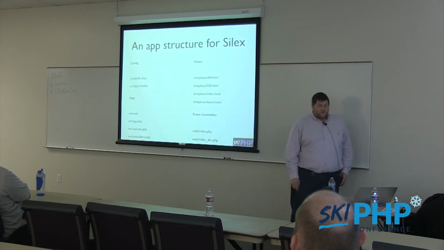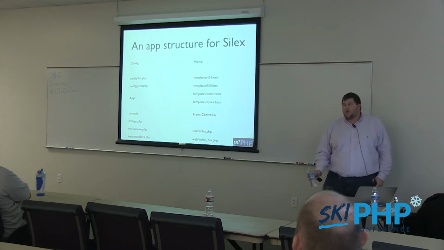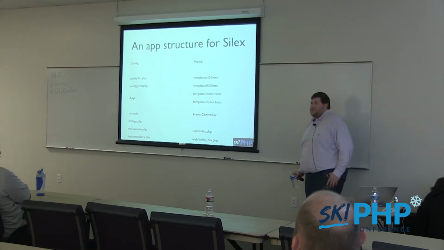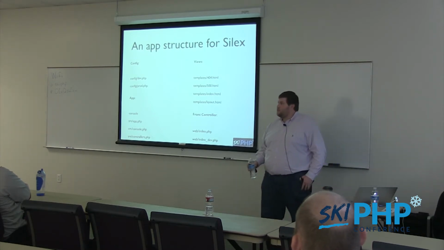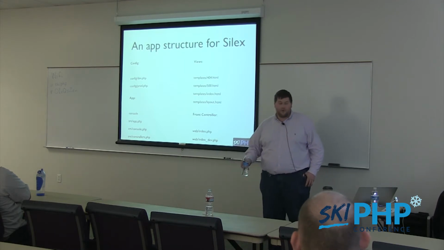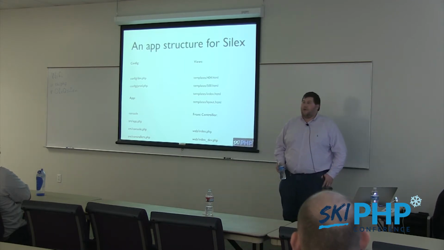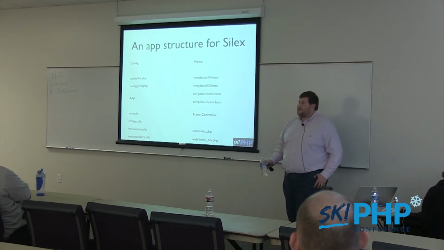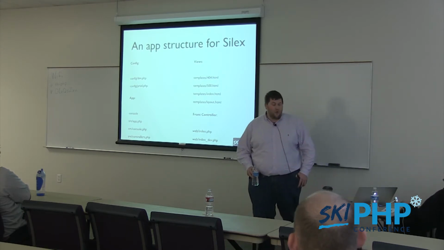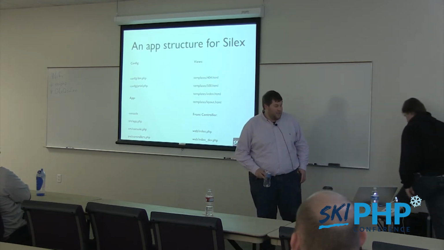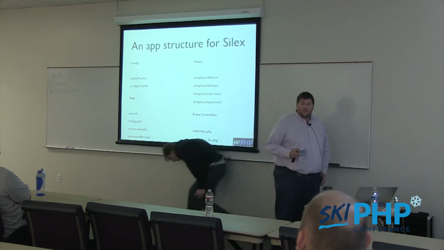So what does an app structure for Silex look like? What are our goals when we have an application? We need a way to manage some configuration. We need multiple environments in a configuration, like dev and production. You might want to handle error cases, like what happens if we have an exception, or if I go to a route that's not found, or a 404 page. And then some level of views.